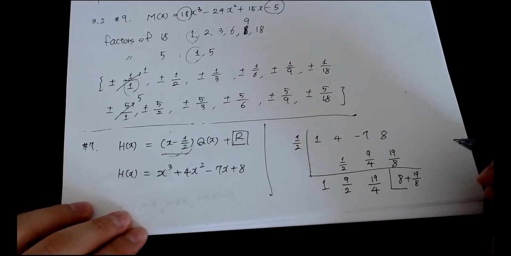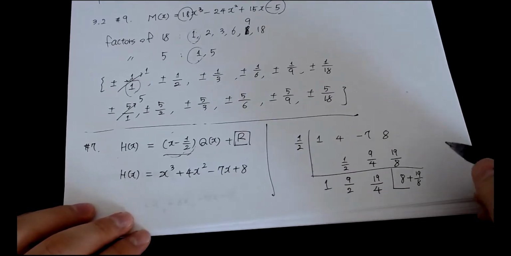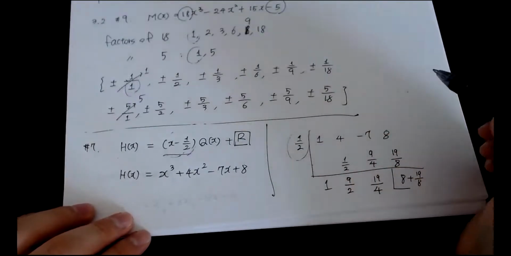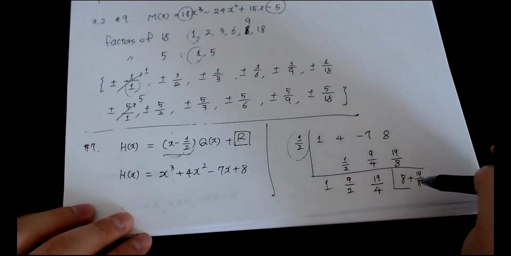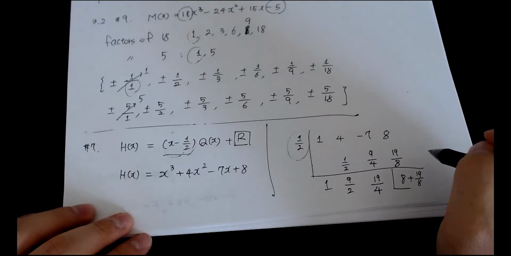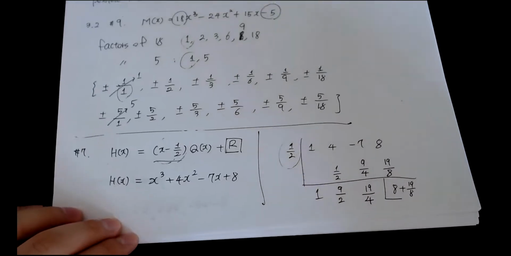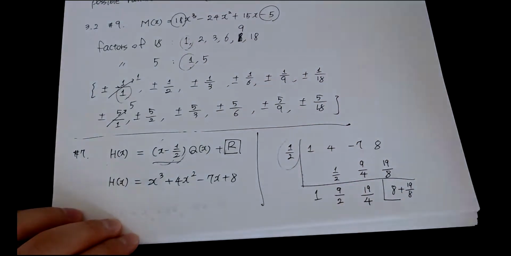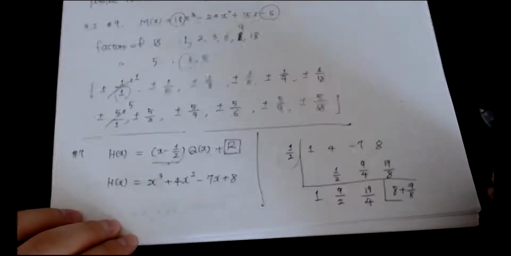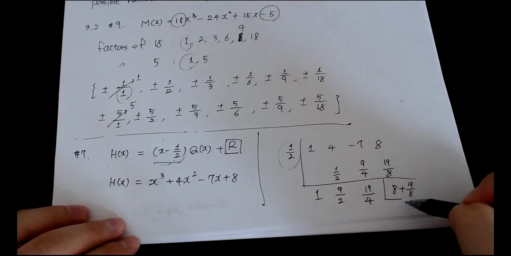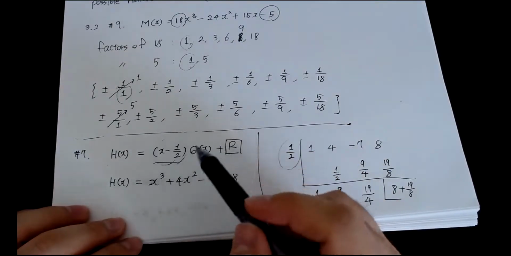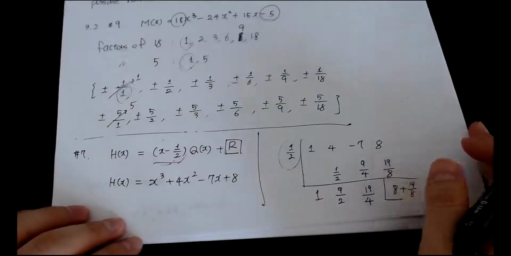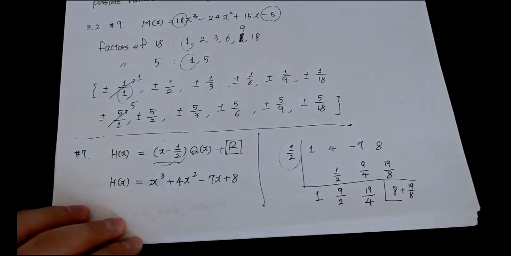So I don't think this is the answer. I mean, I don't think 1/2 is a 0, okay, because the remainder is not equal to 0. But I told you, if you got the 0 right there, it means that x minus 1/2 is a factor, it means that 1/2 must be a 0 of h of x. Okay, but so let's move to the next problems.